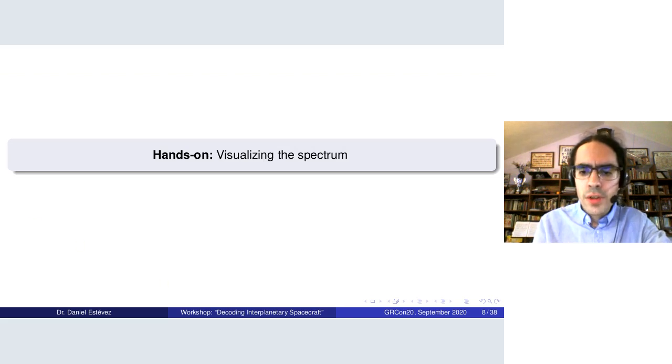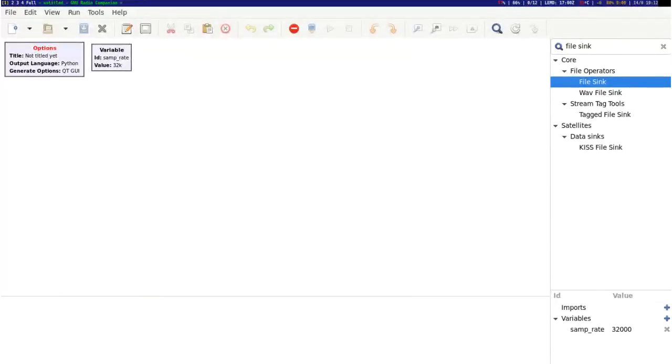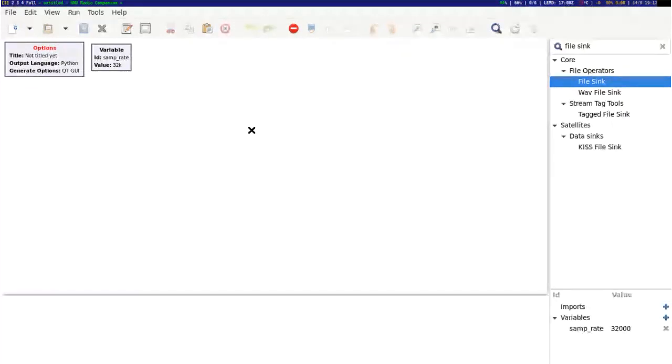So let's move on to hands-on section number 1. Hopefully my screen will come on. Yes, and here I have GNU Radio Companion working. This is where I'll be working most of the time.